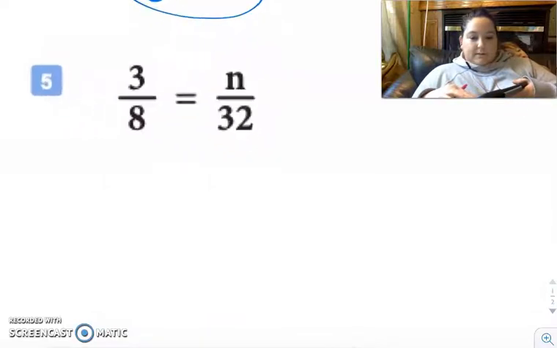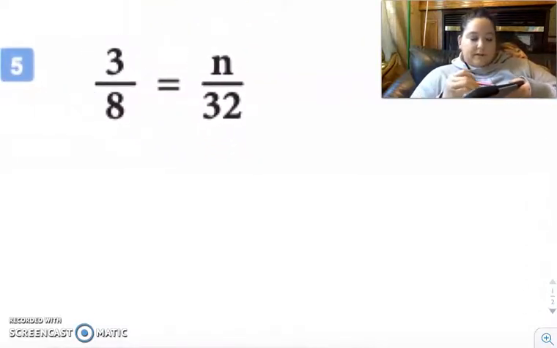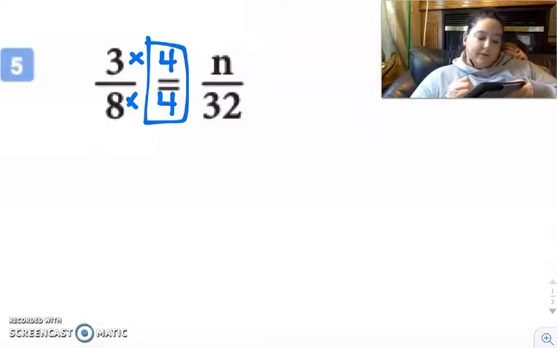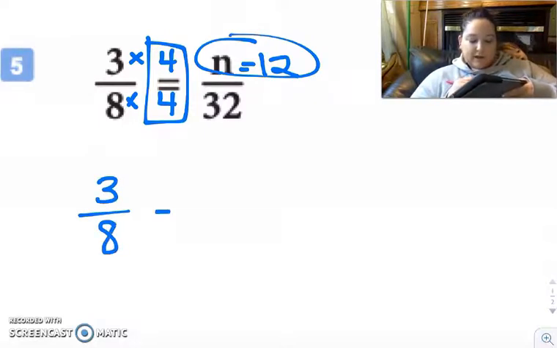Let's check out this one. First, let's solve it using the giant 1. You might notice right away that 3 times 4 equals 12. So I could put 4's in my giant 1, and I know that 3 times 4 equals 12. So n equals 12. We could also solve that using cross multiplication if you prefer that method.